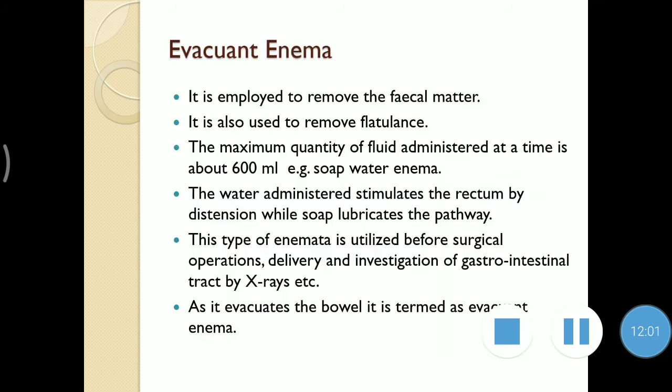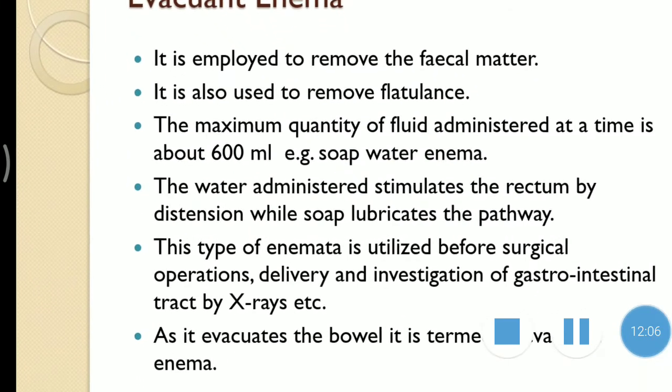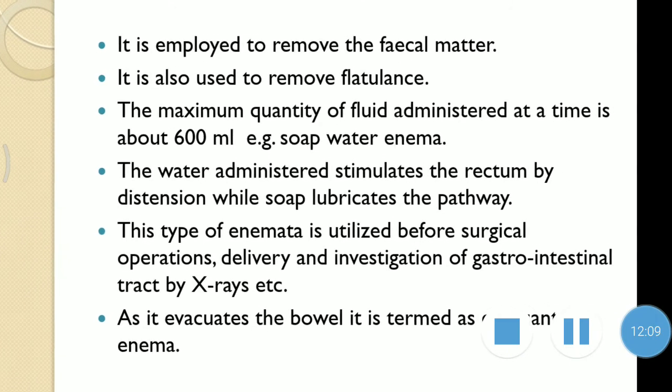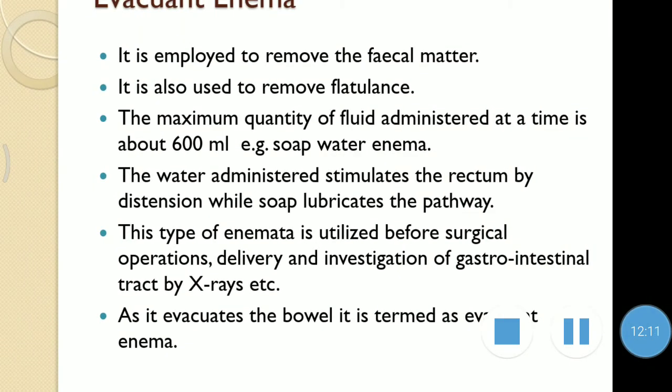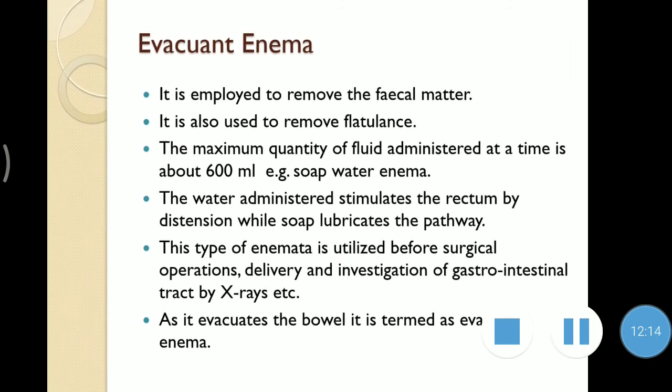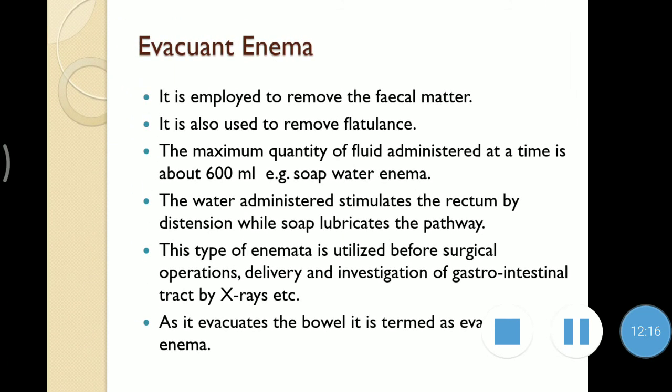So the evacuant enema is employed to remove the fecal matter. It is also used to remove gases, that is called flatus. The maximum amount that can be administered is 600 ml. The water helps to stimulate the rectum and soap or oil lubricates. Normally this type of enema is used before surgical operations, delivery, investigation of GI tracts by X-rays, CT scan, etc., and also to evacuate the bowel, normally called the evacuant enema.